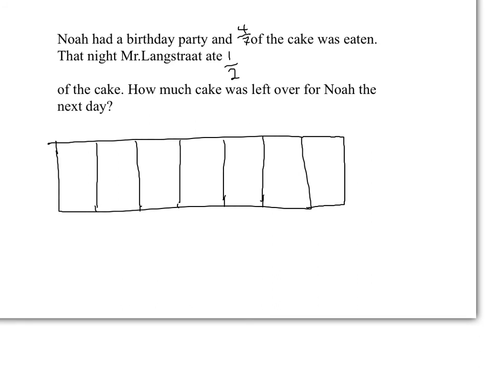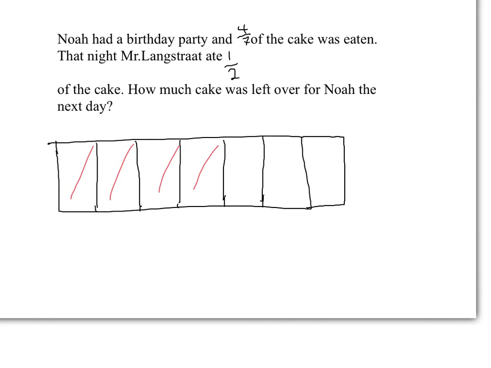Okay, this one would have been solved much easier if you'd drawn a picture, and that's what I'm going to show you right now. So, Noah had a birthday party and 4/7 of the cake was eaten. This all indicates the cake, and 4 sections were eaten. There's just 3 left over. That night, Mr. Langstraat ate half of the remaining cake, which we talked about in class.